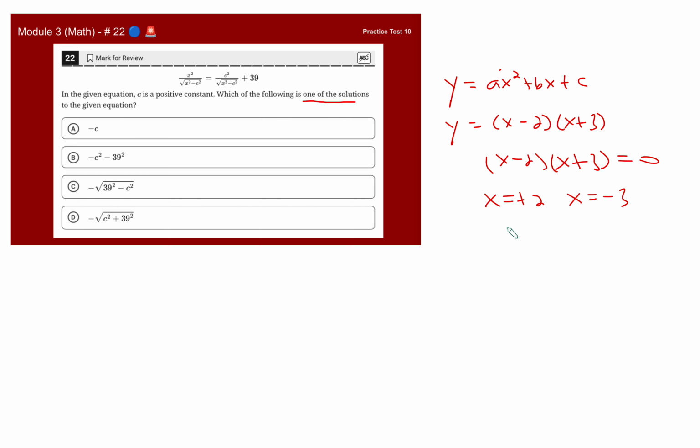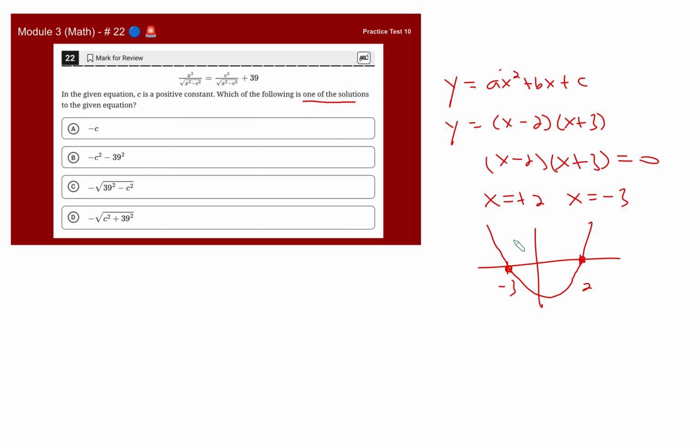So basically the solutions are the x values where y is 0, right? So in this case, if you have negative 3 and 2, let's say the graph goes like this. See, these are the solutions. This is where y is equal to 0.